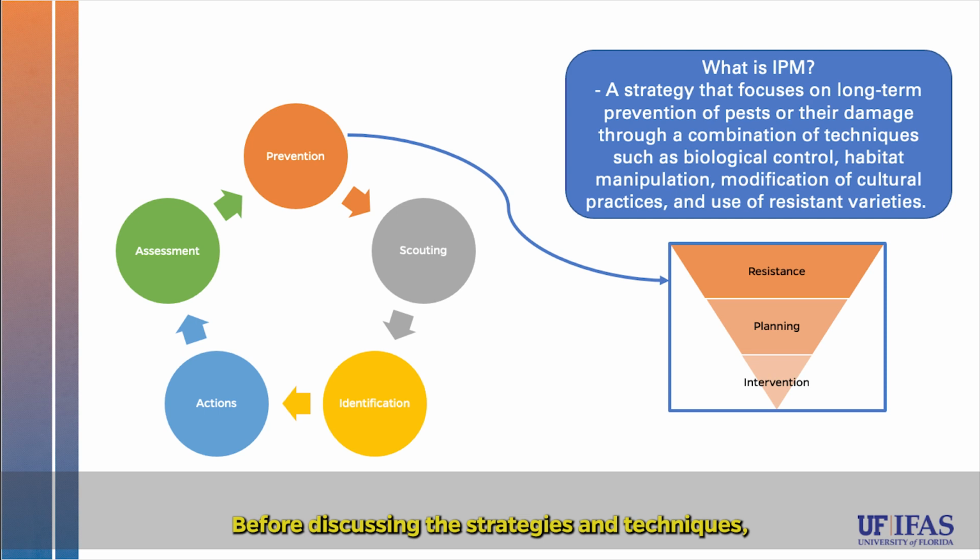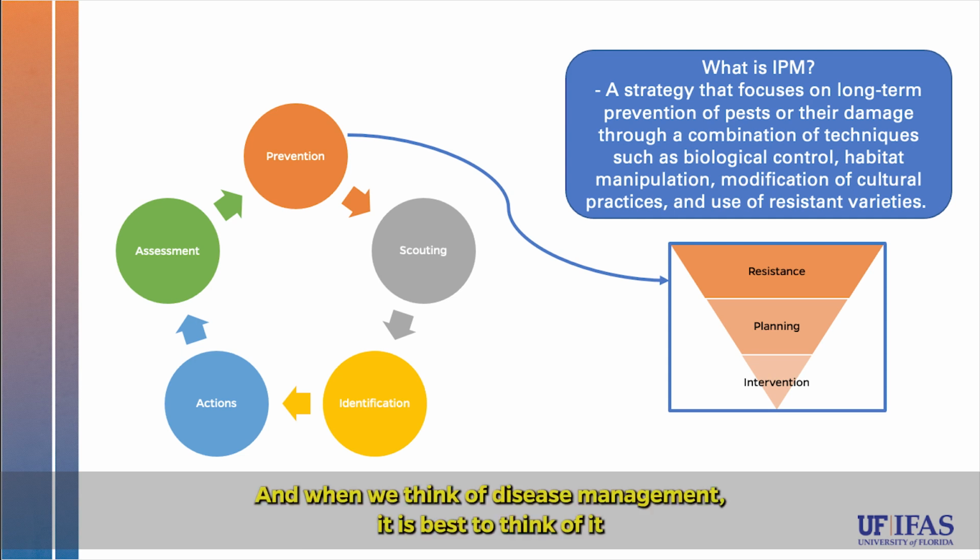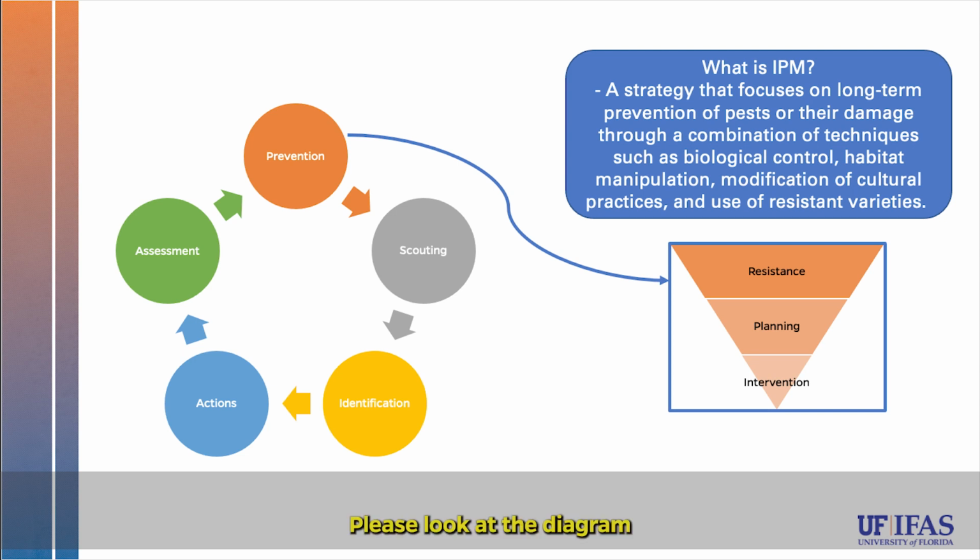Before discussing the strategies and techniques, it is important to point out that the core of high tunnel disease management is integrated pest management, or IPM. And when we think of disease management, it is best to think of it as a cyclical plan that is always moving from one piece to the next. Please look at the diagram and think of how this would fit into your management plan. We will revisit this at the end.